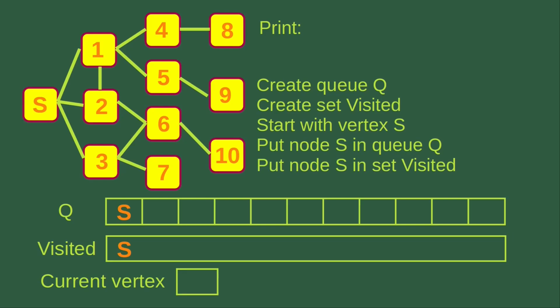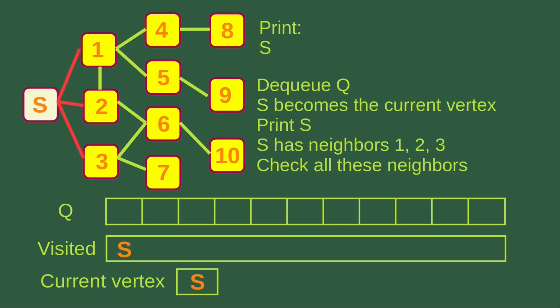And of course the current vertex is still empty. Now I want to dequeue the queue so that I have S coming out, and the S will be printed out. That means the first vertex to traverse is S, and S becomes the current vertex, of course. And you can see that S has 3 neighbors, node 1, node 2, and node 3. Okay, and the edges connecting S and 1, 2, and 3 respectively are painted in red now. So we have to check all these neighbors of S.